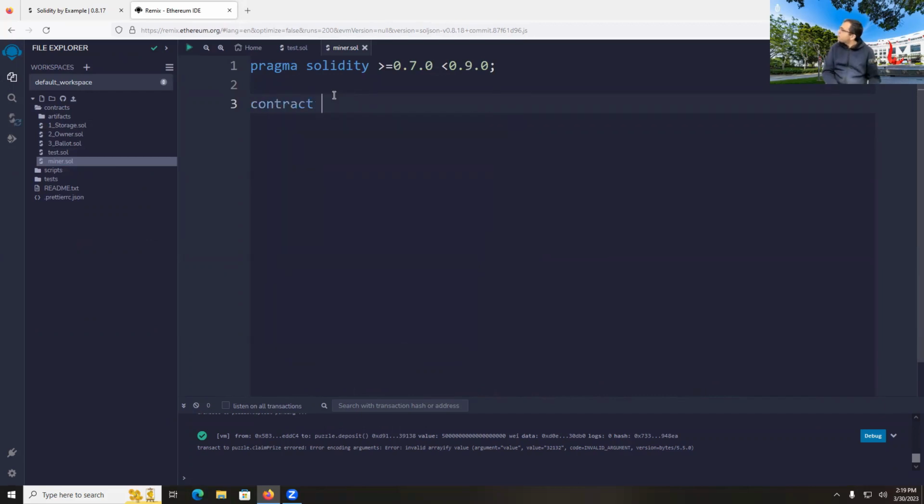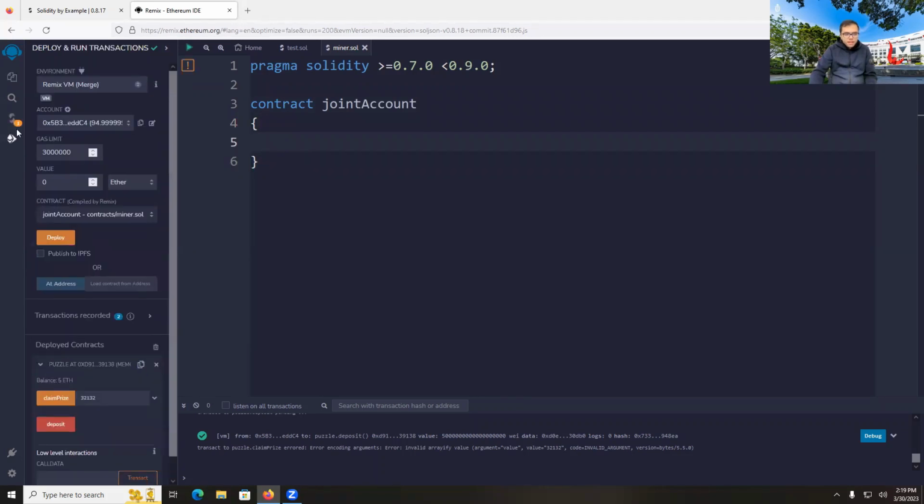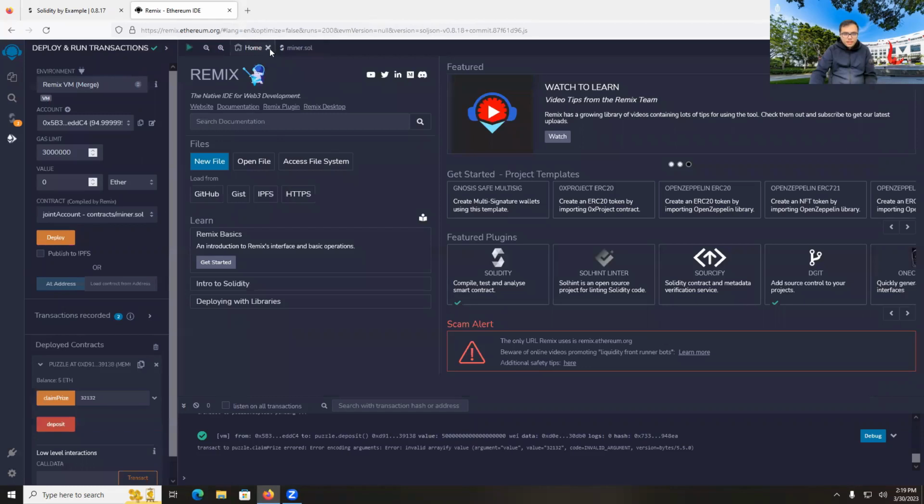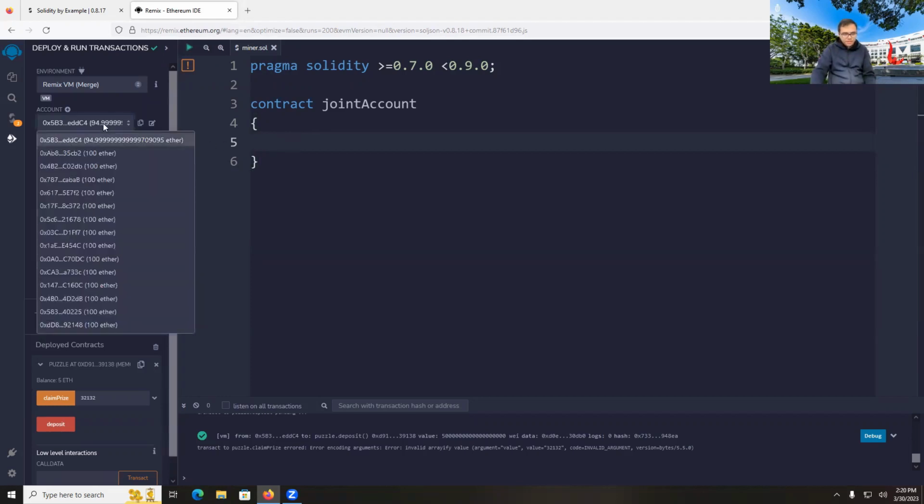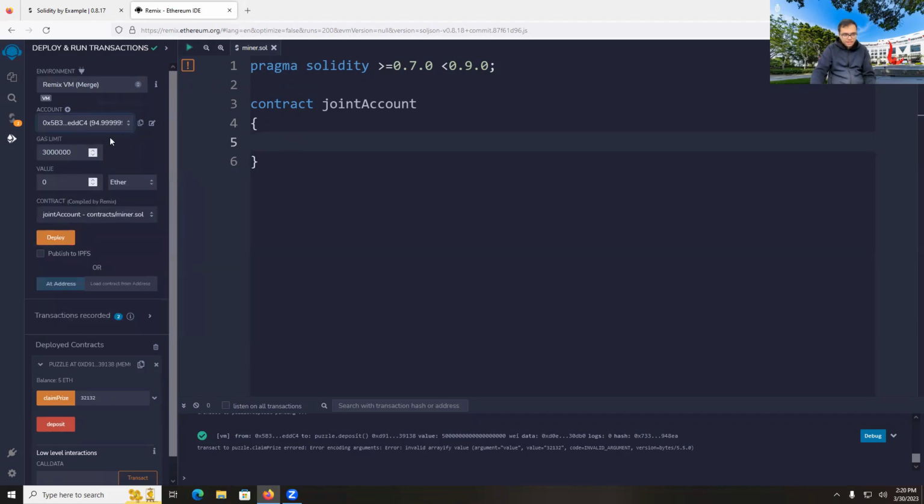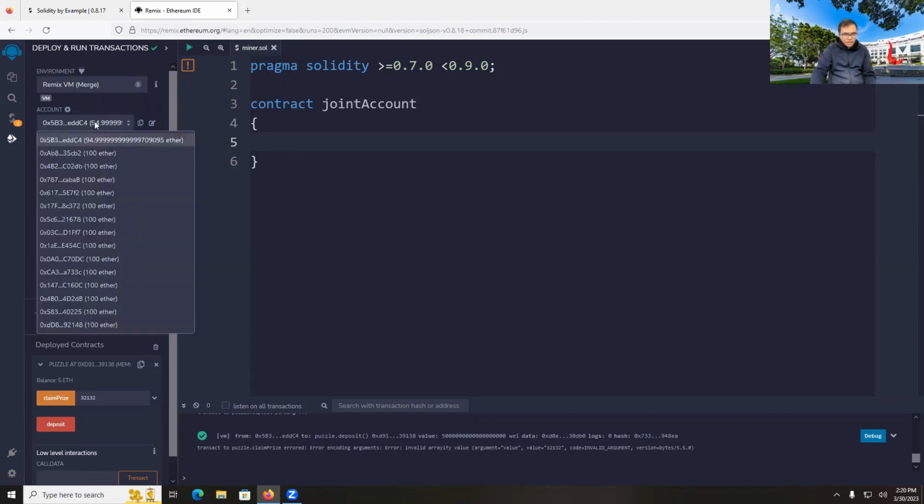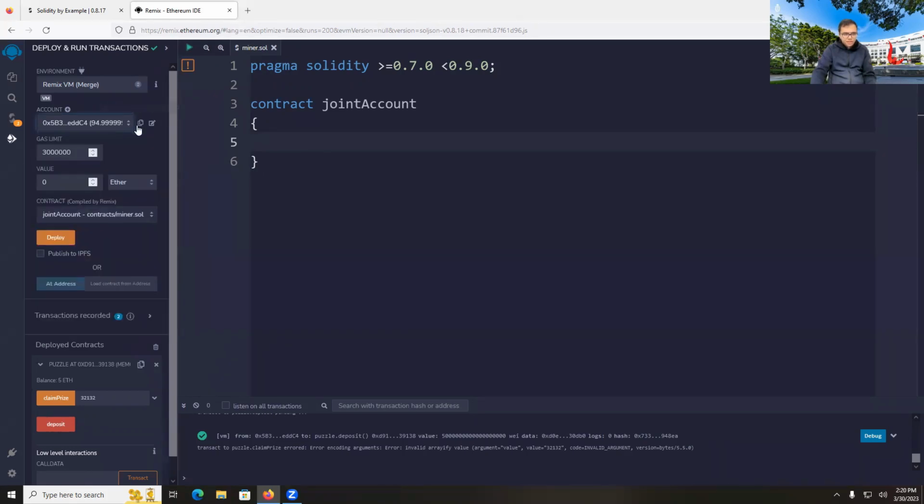Let's say I want to create a contract that works like a joint bank account. Okay, so I want to have a contract called joint account. And my idea here is that I want to have two different people who own this contract, pretty much like a joint bank account. And anyone can deposit into the contract, and only these two people can withdraw. Okay, so I'm going to have two people. Let's call them Alice and Bob. I'm actually just going to use the first two accounts here as Alice and Bob.